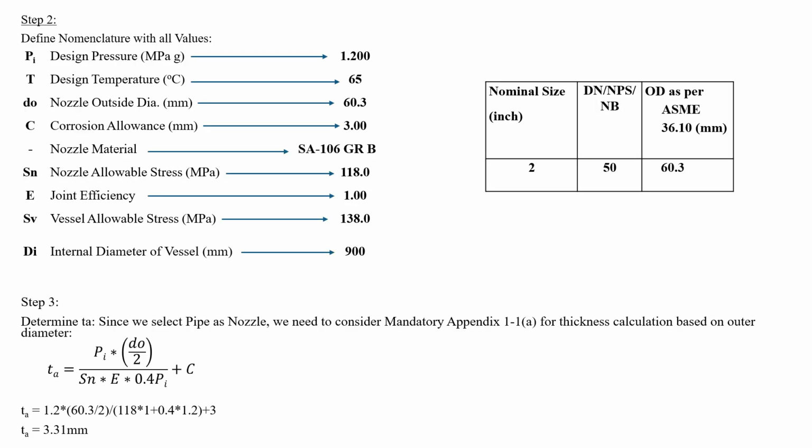Moving on to step 2, where we define the nomenclature with all the values: the internal design pressure is 1.2 megapascal, temperature 65 degrees centigrade, nozzle diameter 60.3 mm, and corrosion allowance 3 mm. Nozzle material is SA106 grade B, nozzle allowable stress value is 118.0 megapascal, joint efficiency is 1, vessel allowable stress for the shell is 138 megapascal, and internal diameter of the pressure vessel is 900 mm.